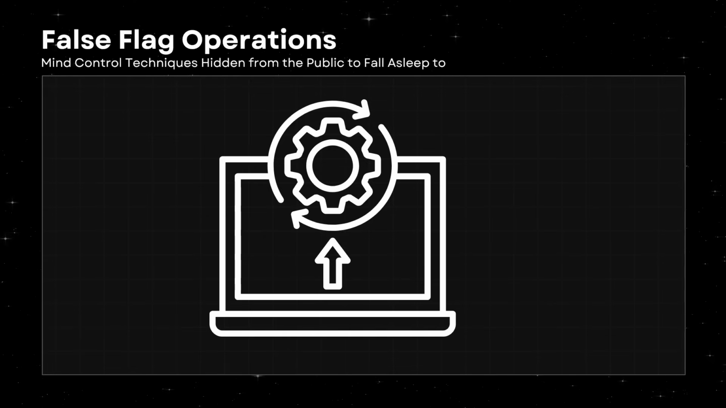The key part of a false flag operation is control of the narrative. If those in charge can control media, they can shape how the event is seen. They decide which images are shown, which experts are heard, and which voices are silenced. This builds a clear message: the enemy is known, and action is urgent.